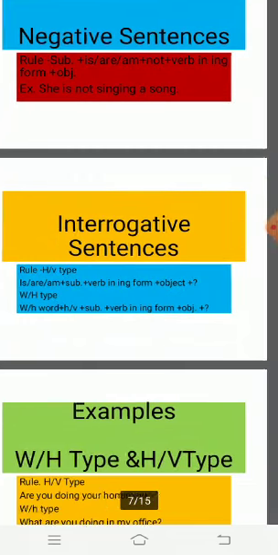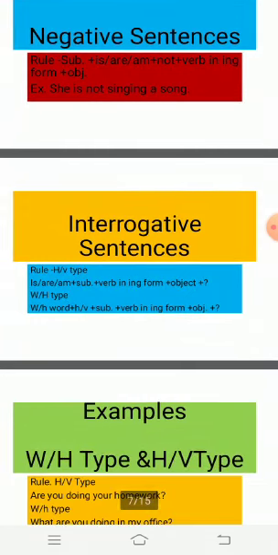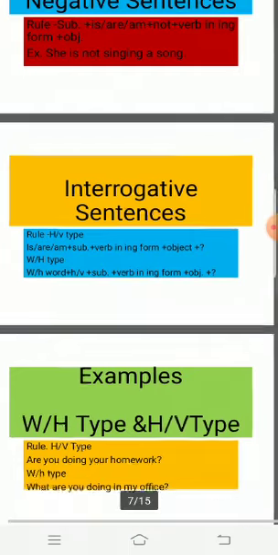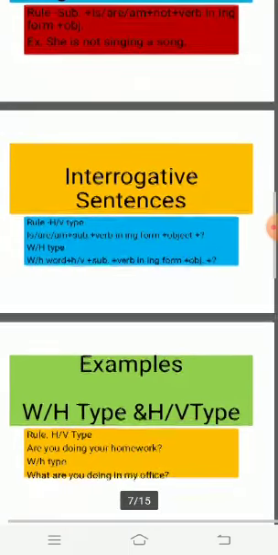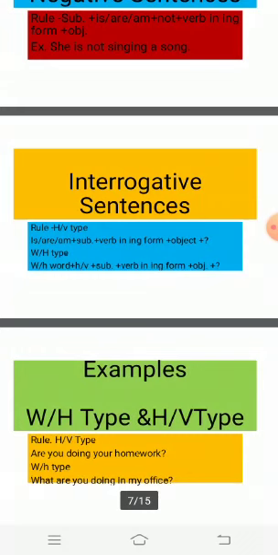In interrogative sentences, first of all, as I have already told you, there are two types of interrogatives. So first of all, I am going to describe the helping verb type. In the helping verb type, first of all we use is, am, or are, then subject, then verb in ing form, after that object followed by a question mark.